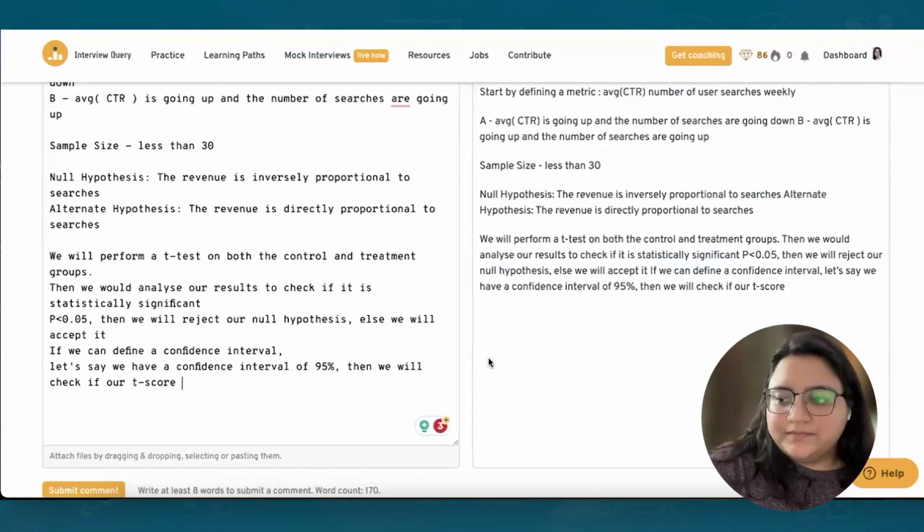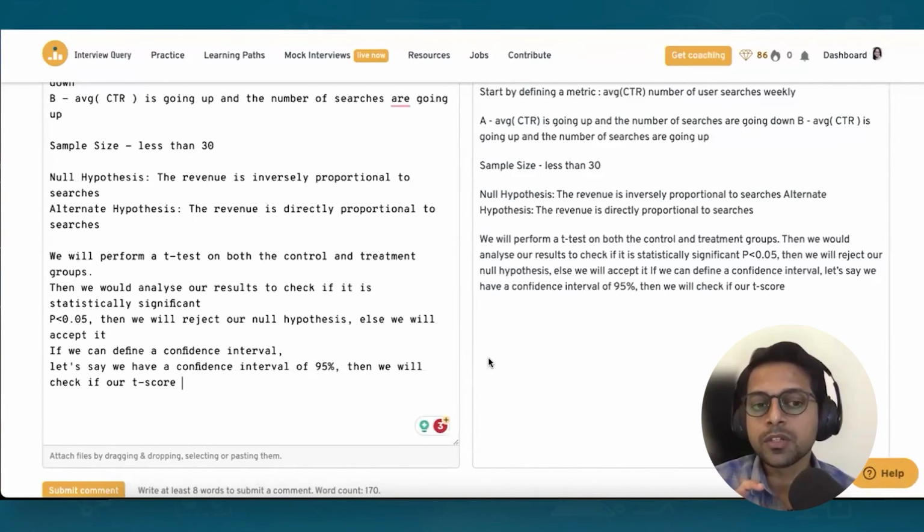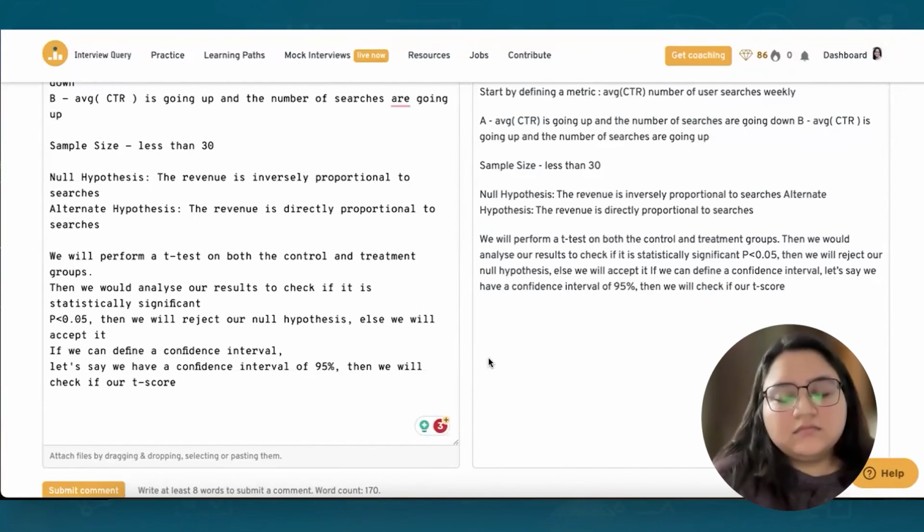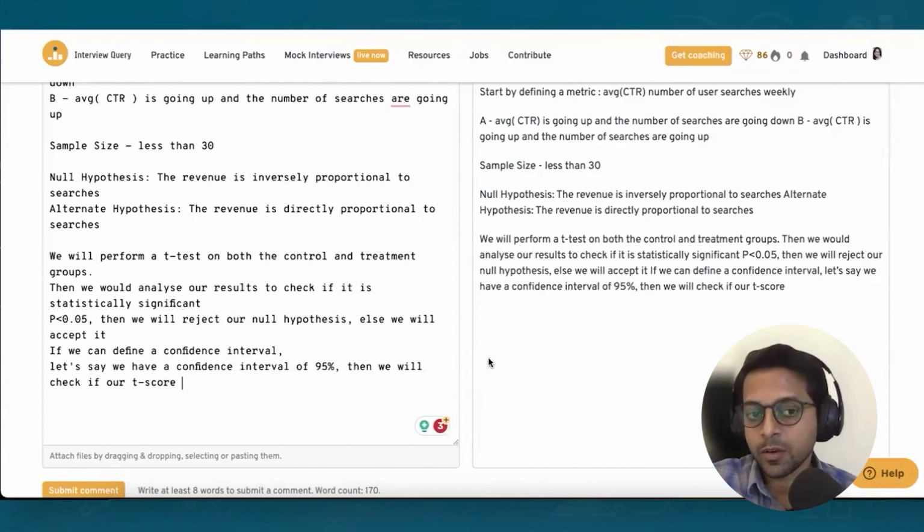Okay? And another feedback would be on the choice of the statistical test itself. Here we talked about a t-test, which assumes that the underlying variable is normally distributed. So we will first need to look at the long-term distribution of the number of user searches or CTR or revenue and see how that is distributed before coming up with a statistical test to perform. So these two things could further have made your solution much stronger.